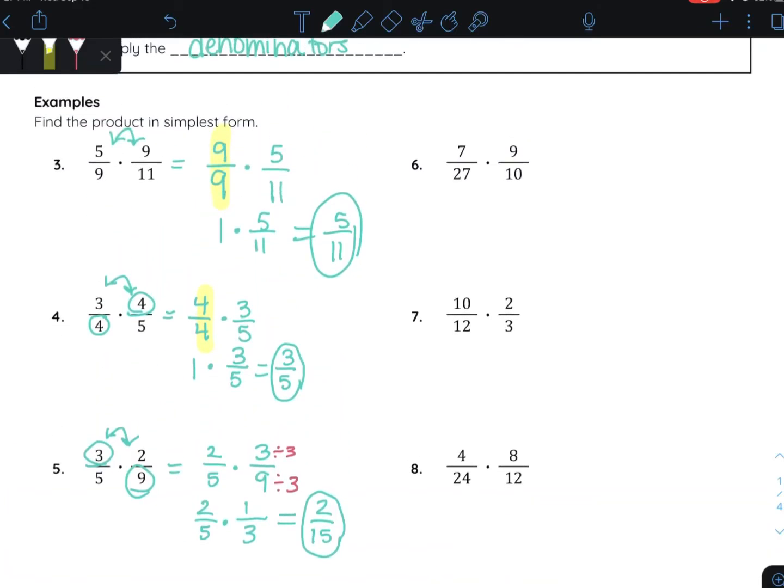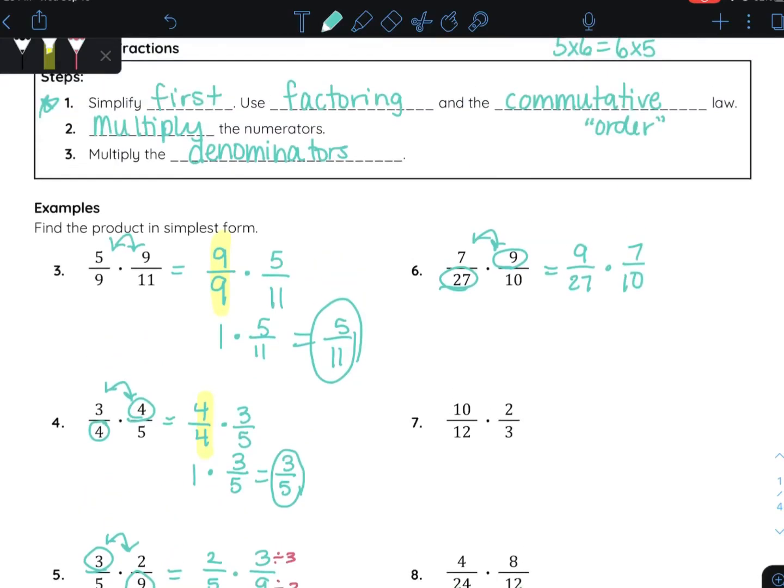Okay, number 6, same thing. I don't see a match here, so I'm not going to use those. But I do see a match with the 9 and the 27. So I'm going to switch them. So now it's going to say 9 over 27 times 7 over 10. Remember, we're switching because of the commutative law here, meaning you can change the order of multiplication.